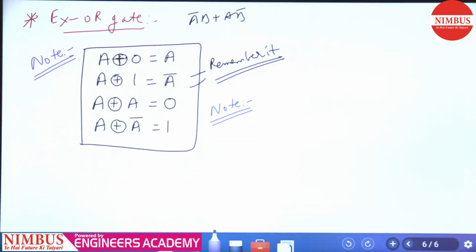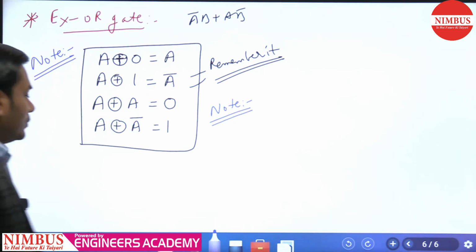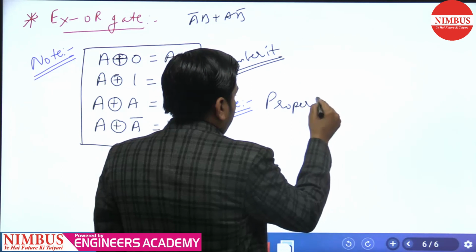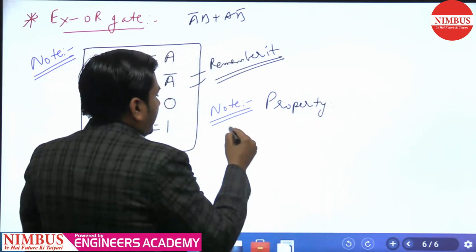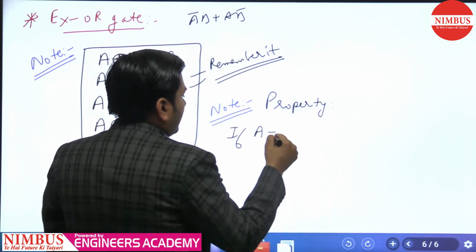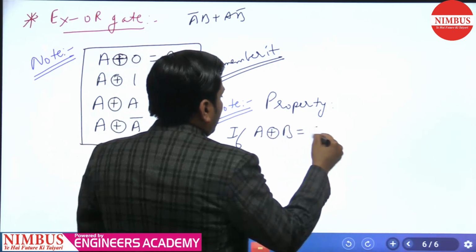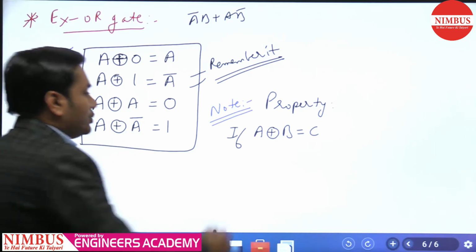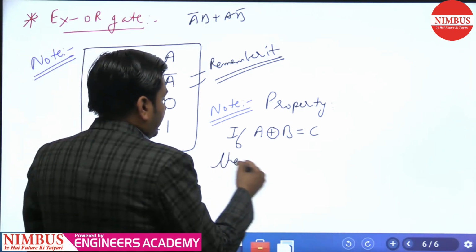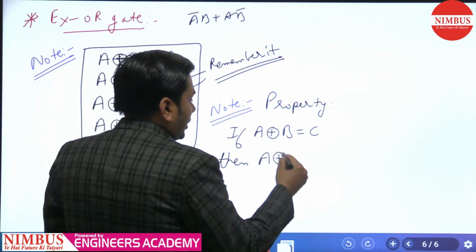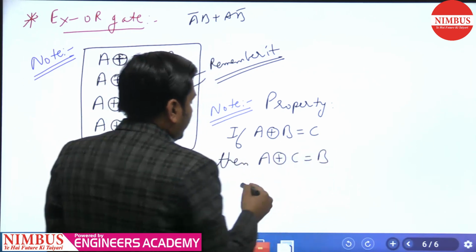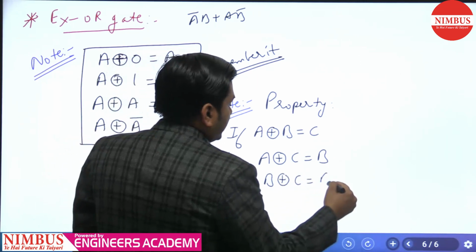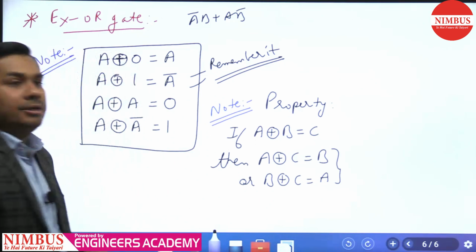Next note: there is a property. If A XOR B is equal to C, then A XOR C is equal to B, or B XOR C is equal to A, right?